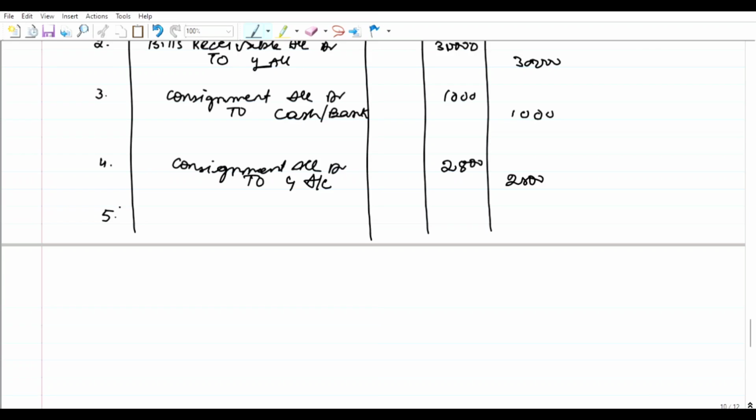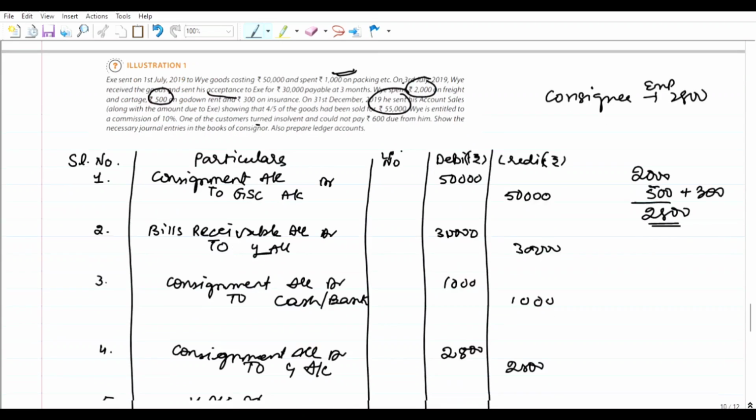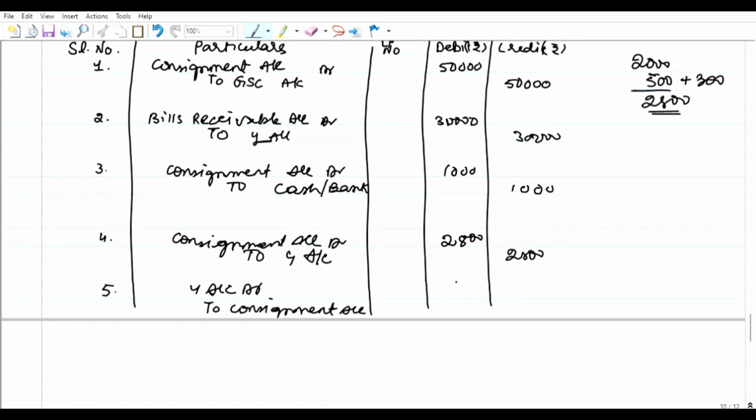And next entry, for sale of goods, what entry do you have to record? It is an income to consignment, so credit to consignment account. And we have to make the consignee a debtor, because we have to receive from the consignee. Who is that? Consignee account debtor. I think he has sold 4 by 5th of the goods for rupees 55,000. You can see here, this is 55,000.